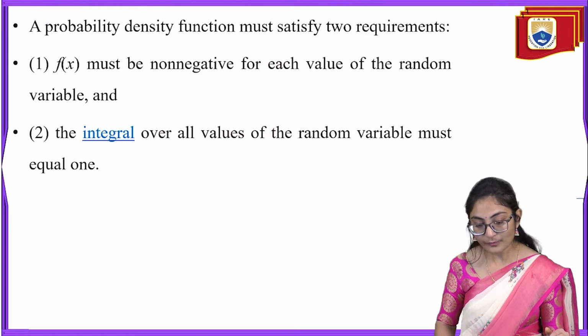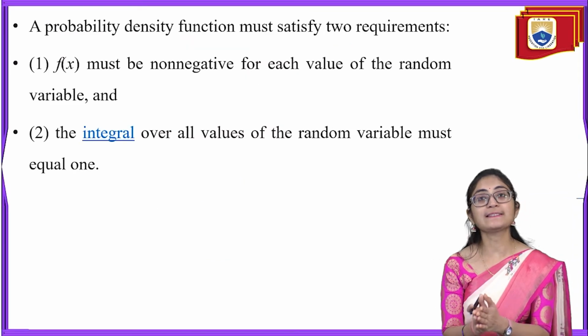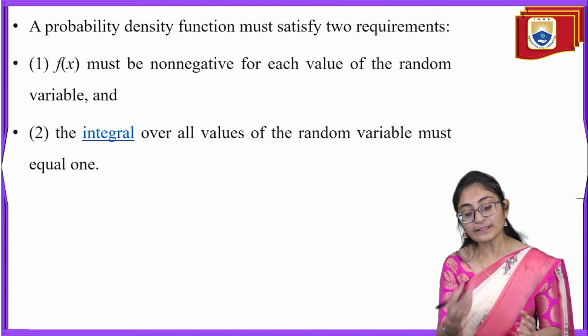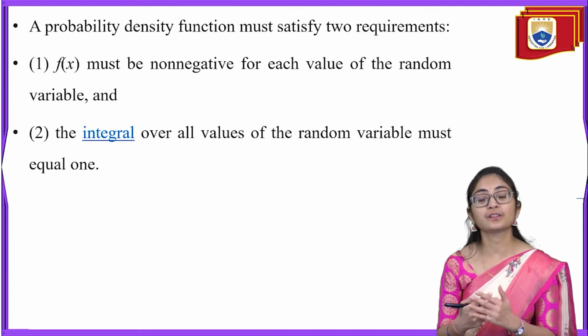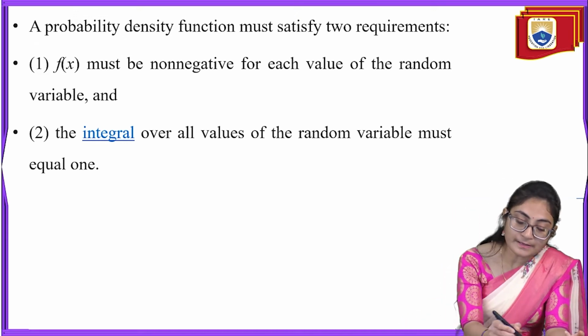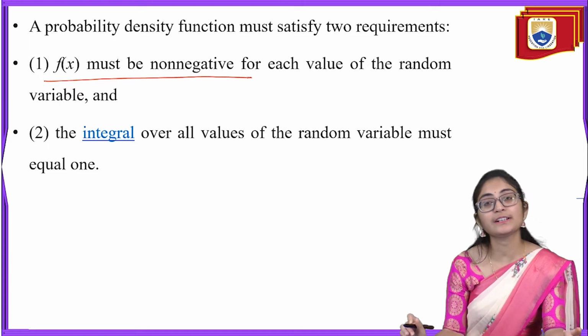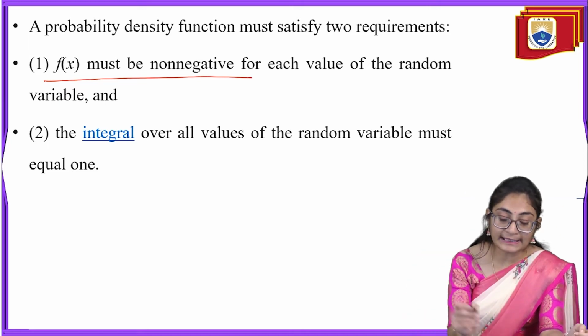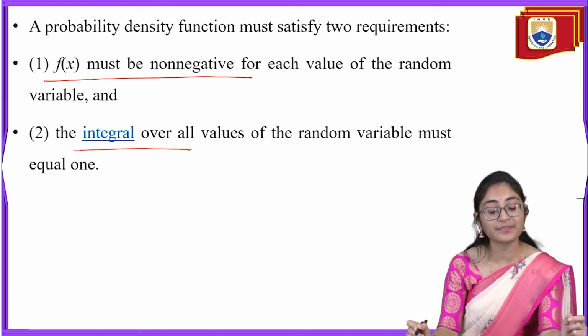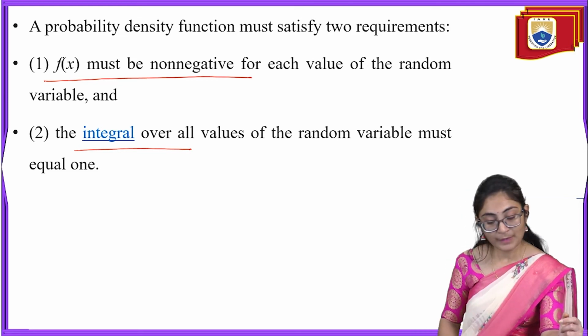So it provides the probability that the variable will take on a value within that interval. Now the probability density function also satisfies two conditions. First, f of x must be non-negative for each value, and the integral over all values of the random variable equals 1.